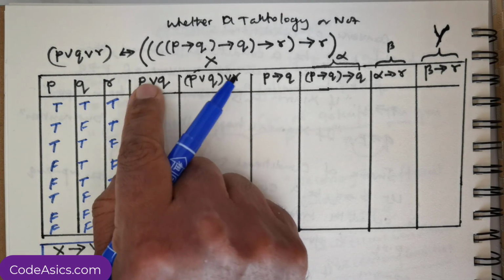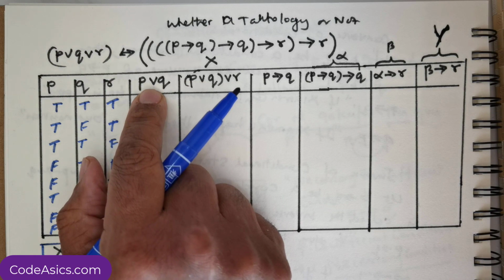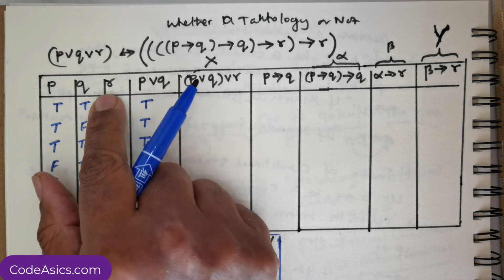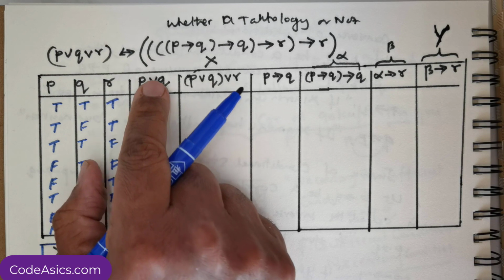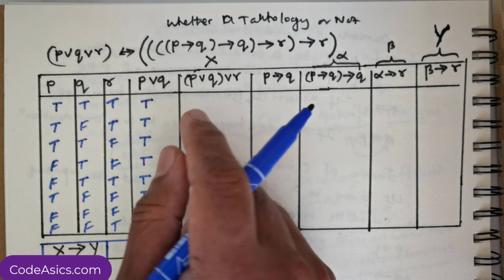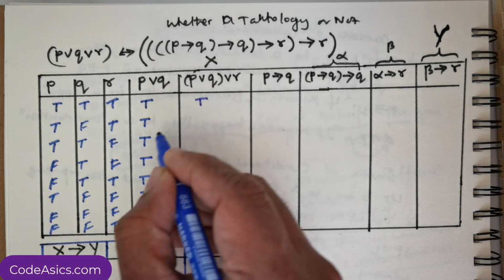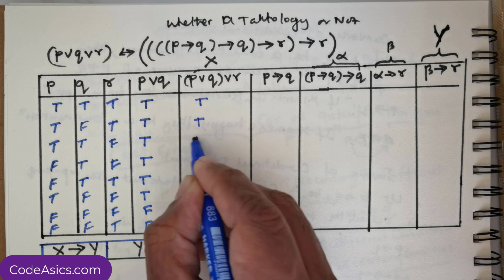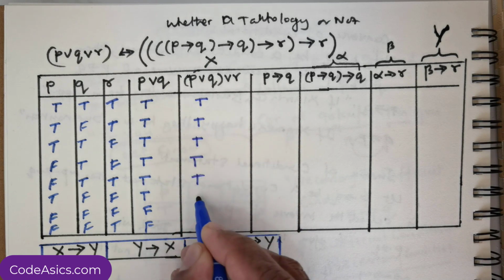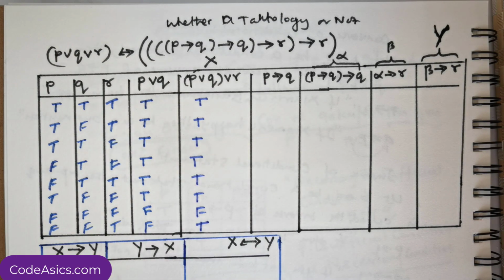Now this has to be performed a disjunction with R. A disjunction is not conjunction. So we need to have a disjunction between these two. So 1 added with 1 is 1. 1 added with 1 is 1. This is 1, 1, 1, 1, 0, and 1.